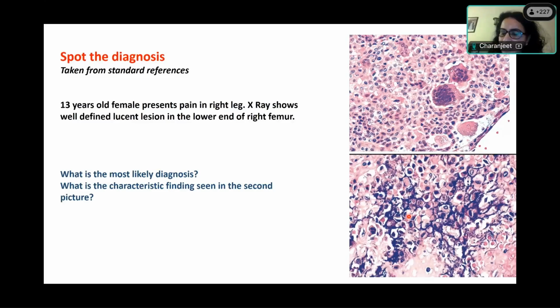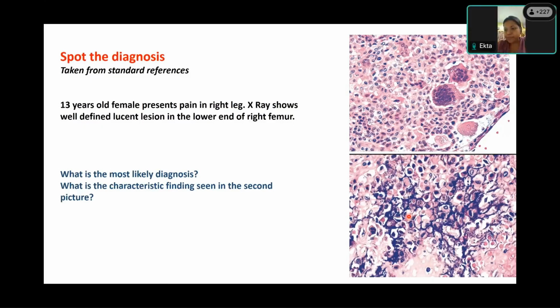Okay, can you tell me, if you see this under higher power, what is the characteristic nuclear morphology of a chondroblast? One line just. What is the characteristic nuclear morphology of a chondroblast, which you see here in chondroblastoma? What do they show? Yes.